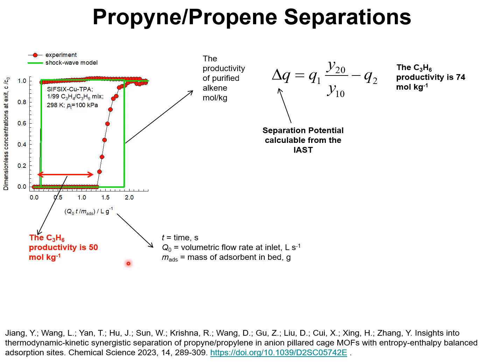So the MOFs for propane-propene separations can be screened and evaluated by examining experimental breakthroughs. Alternatively, they may also be ranked on the basis of the separation potential. These two procedures are interlinked, as we shall see in the following slide.